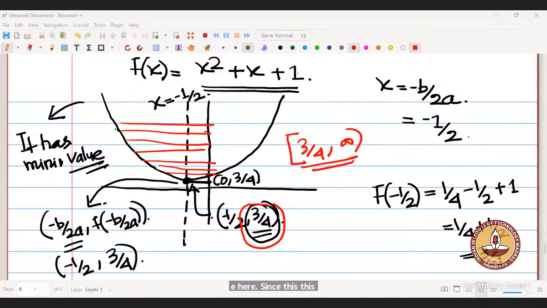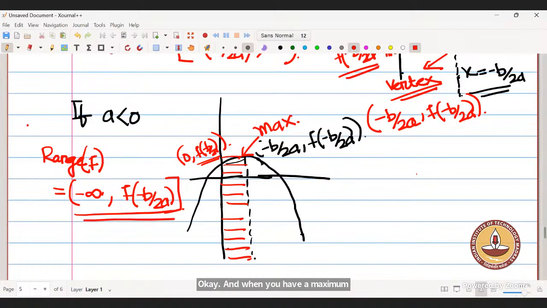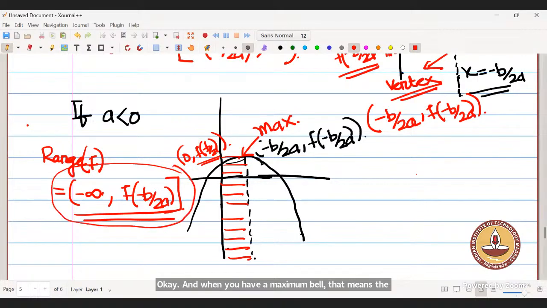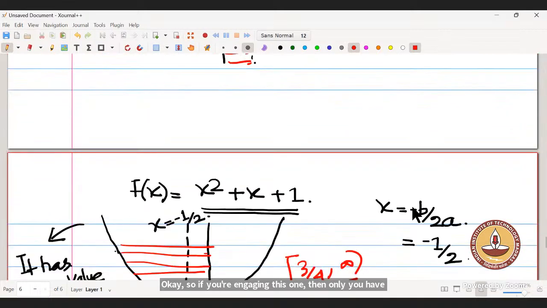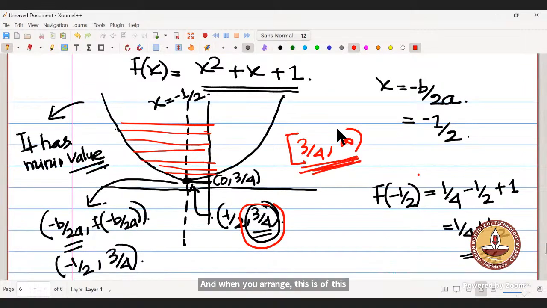Okay. See, the only difference here is that since this is a parabola opening upward, of course it will have a minimum value. And when you have a parabola opening downward, you have a maximum value, right? And when you have a maximum value, the range will be in this form. So if your range is in this form, then you have a maximum. And when your range is of this form, in that case, you have a minimum value. Okay.